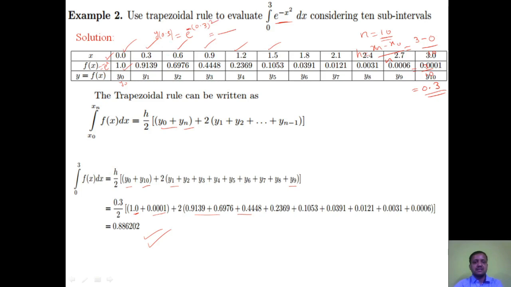Here the minus is outside; we need to square only the value of x, 0.3 whole square. So that value is 0.9139. Similarly, 0.6 whole square gives y2, similarly 0.9, and so on. It is a decreasing function; e power minus x square decreases. So according to the data you need to substitute in the given formula, then simplify it. Okay, next problem.